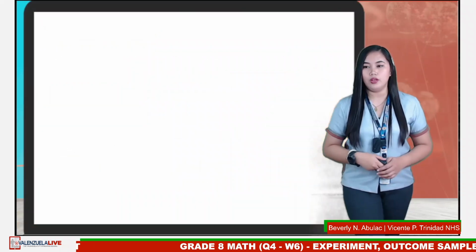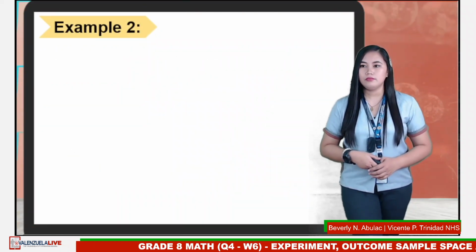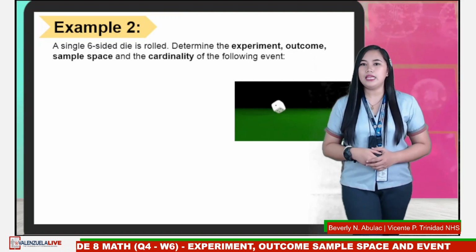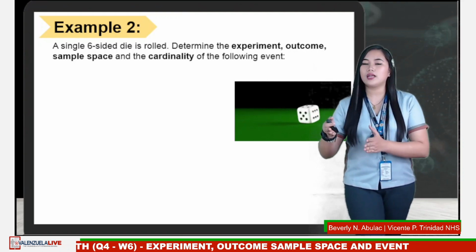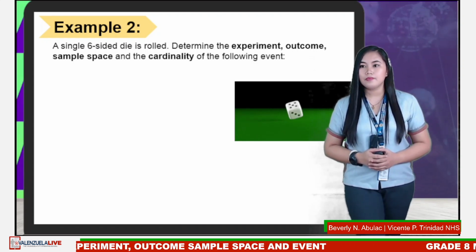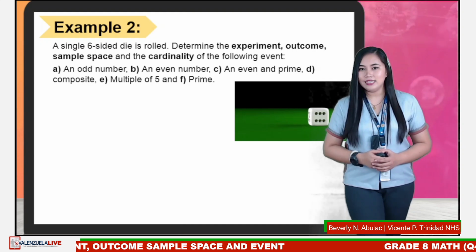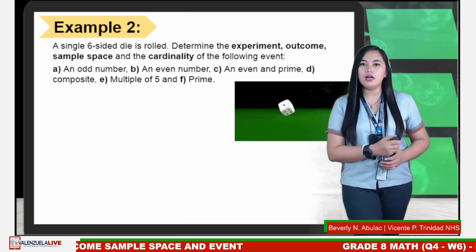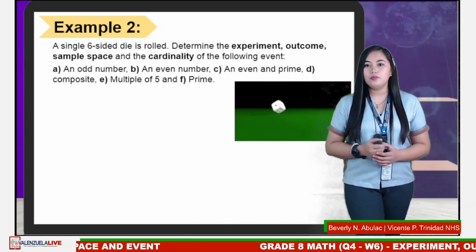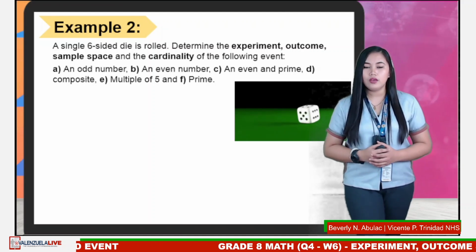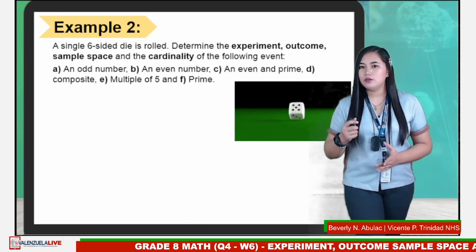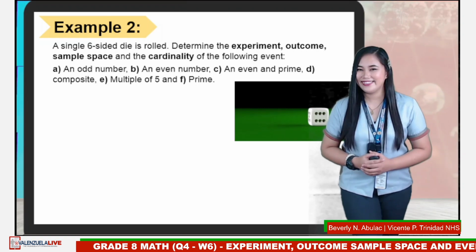Let's have another example. Example number 2. A single 6-sided die is rolled. Determine the experiment, outcome, sample space, and the cardinality of the following events. A. An odd number. B. An even number. C. An even and prime number. D. Composite number. E. Multiple of 5. And F. Prime number. So in the given example, what is the experiment?